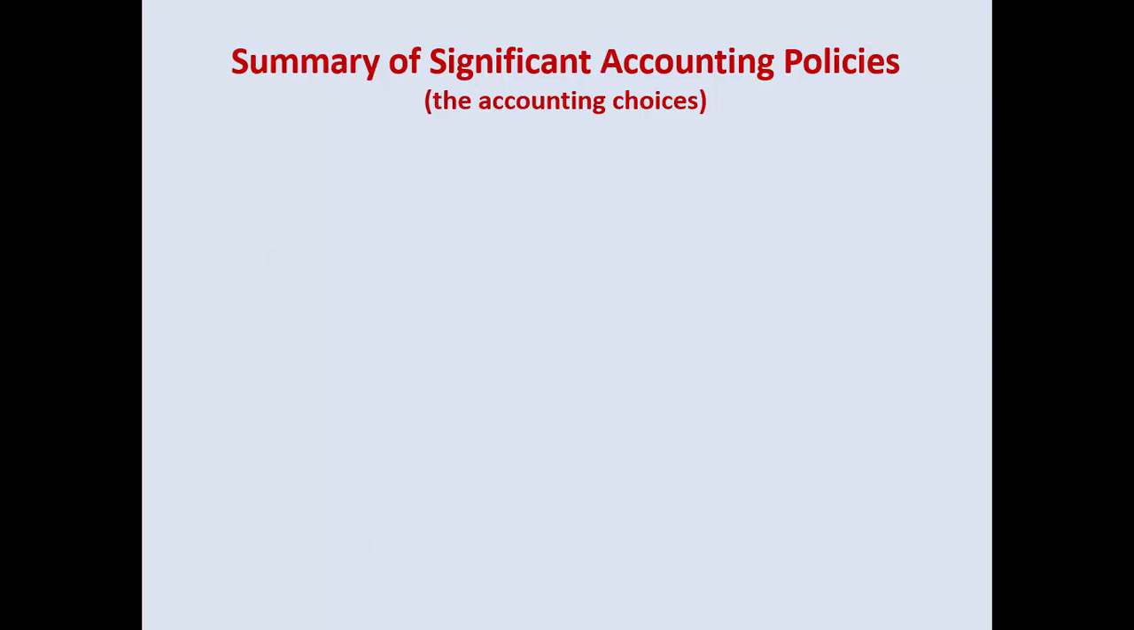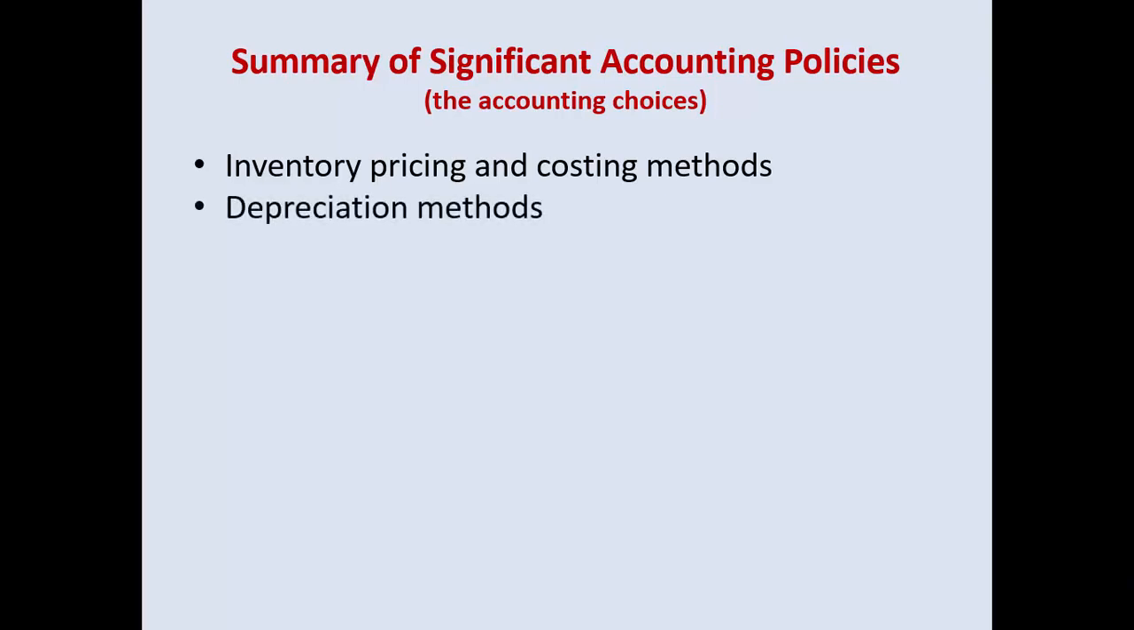So first, the summary of significant accounting policies. Examples might be your inventory pricing and costing methods. Do I use LIFO? Do I use FIFO? What depreciation methods am I using? Am I amortizing the intangibles? How many years am I doing this? What are my choices?